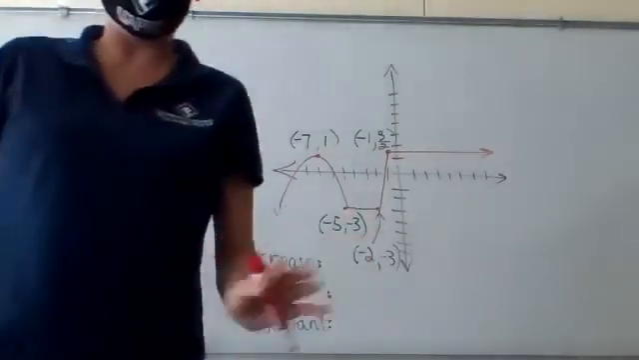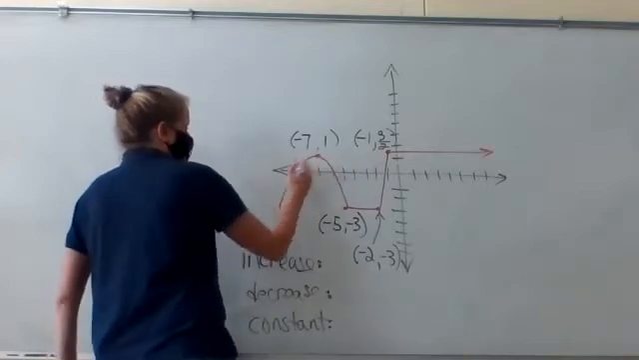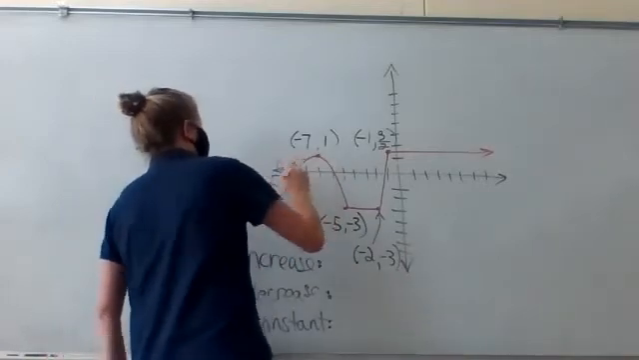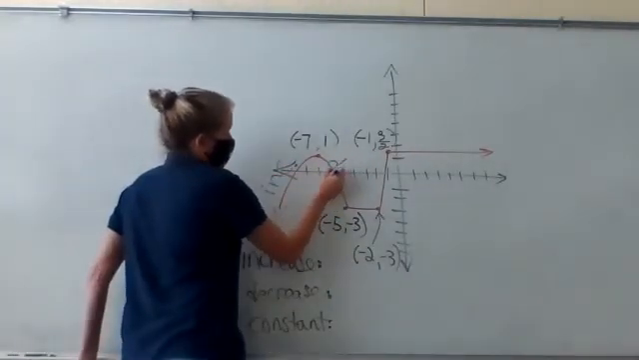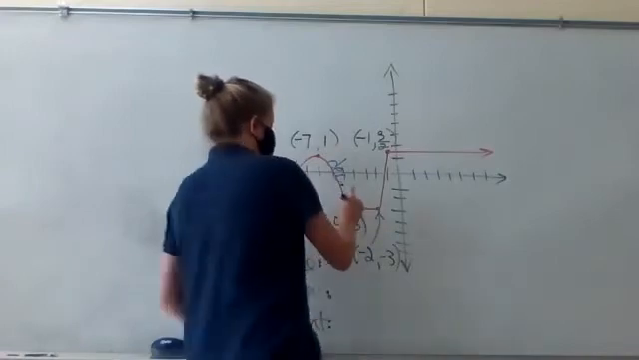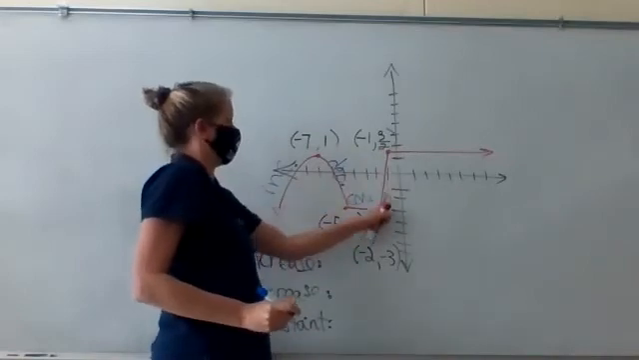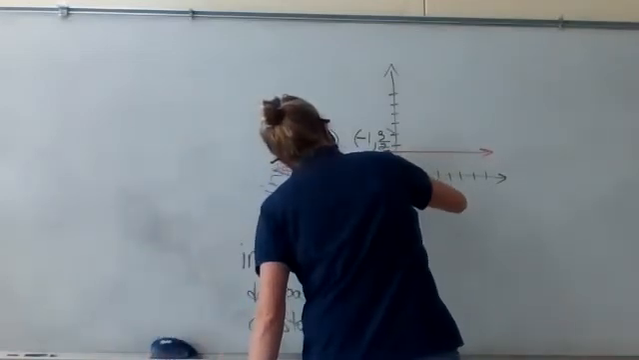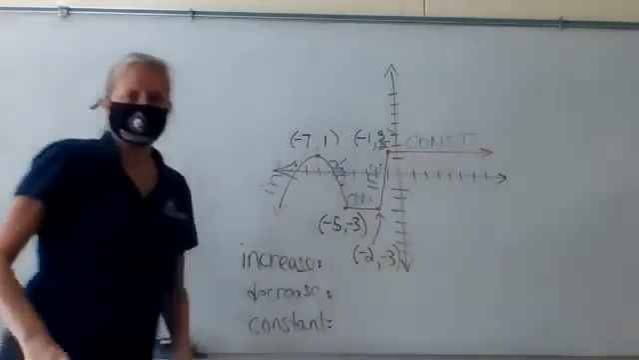So let's go through and label now where everything's increasing and decreasing. So on this side of this point, my y values are going up. So this is an increase. Once I get to this point, I start going down, which means this is a decrease. This point right here is constant, right? It's just going straight across. Once I get to this point, I go up again. So that's another increase. And then when I get here, I go straight across again, which means that's another constant.